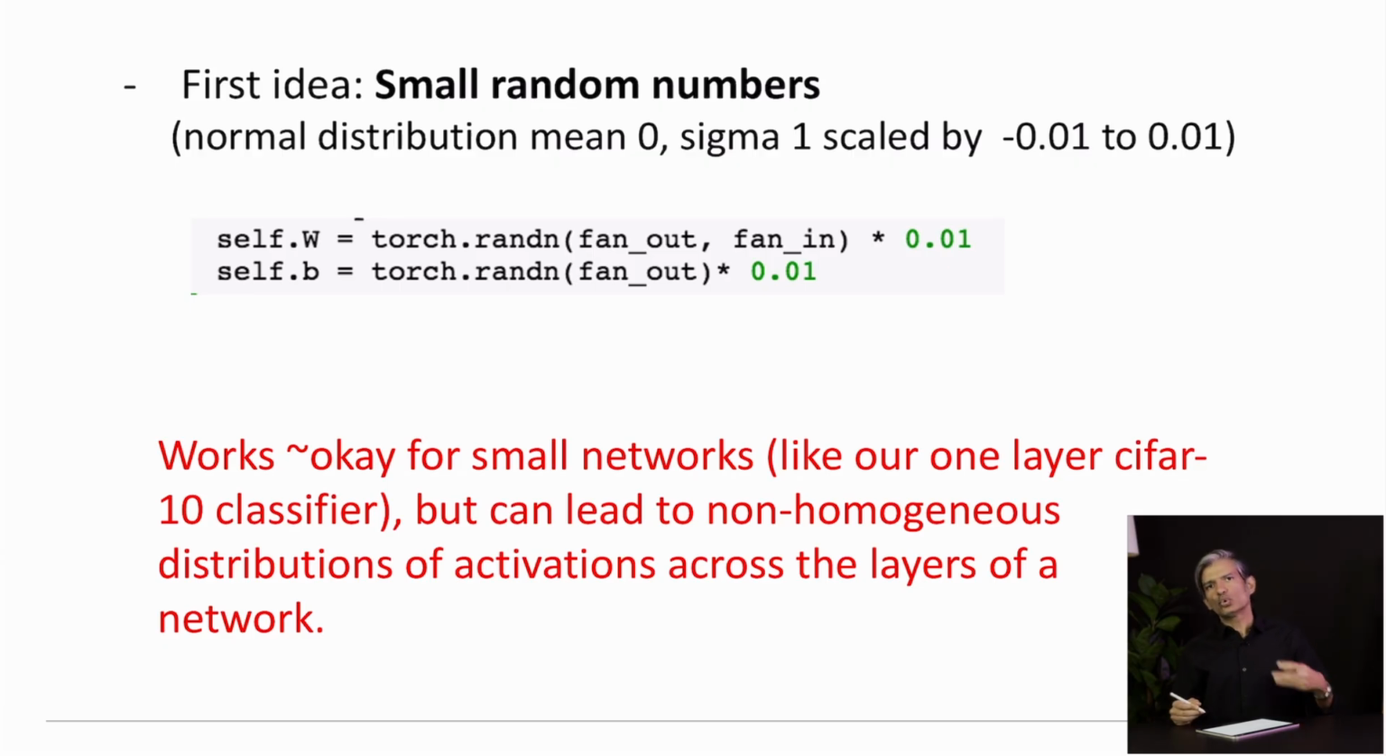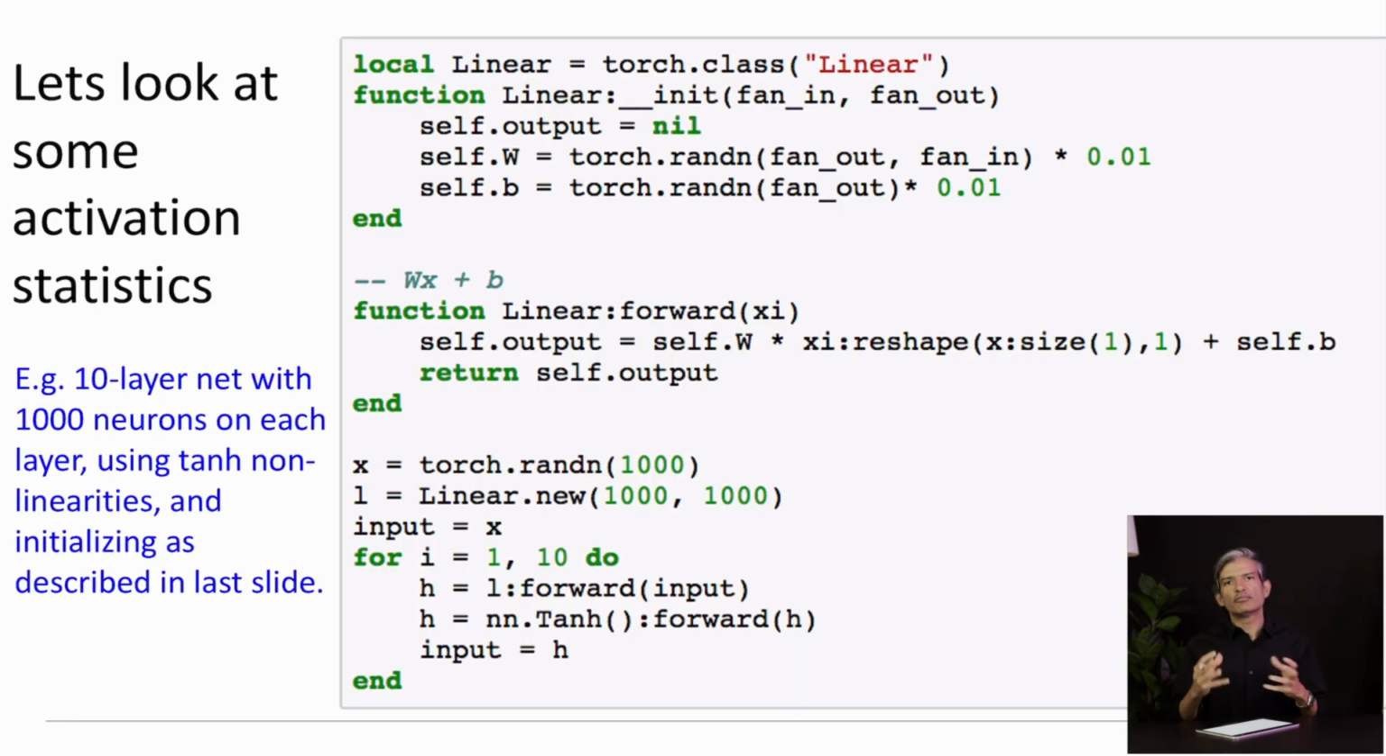What you will notice when you do this is that it works okay for small networks like our 1 layer CIFAR 10 classifier, which we did in the week 1 assignment. But it can lead to non-homogeneous distribution of activations across the layers of a network. That is what I mean by the symmetry breaking, and I recommend you to try it. So now let's look at some statistics.